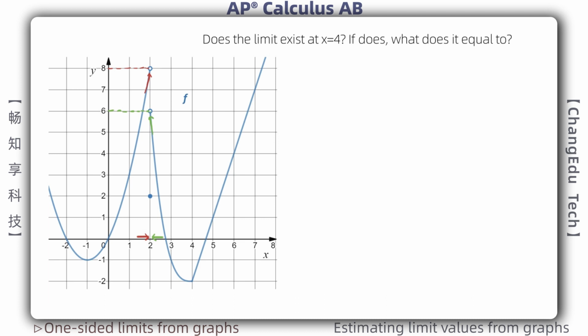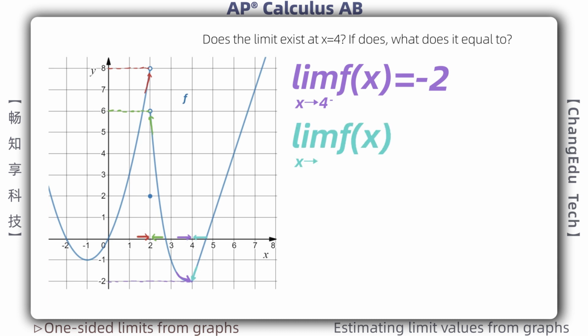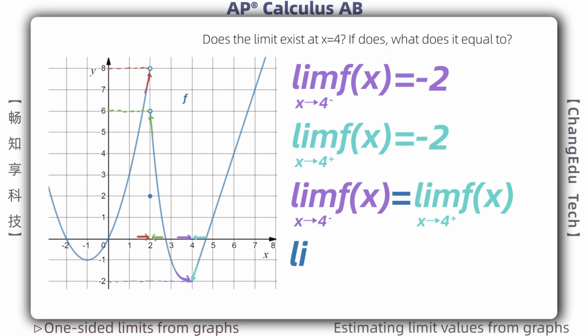Does the limit exist at x equals 4? If it does, what does it equal? Pause the video and see if you can solve this question on your own. Okay, let's do it together. As x approaches 4 from the left-hand side, f of x approaches negative 2. The limit as x approaches 4 from the negative direction is negative 2. And as x approaches 4 from the right-hand side, f of x also approaches negative 2. So the limit as x approaches 4 from the positive direction is negative 2 also. Since the limit from the negative direction is equal to the limit from the positive direction, the limit of f of x as x approaches 4 exists, and it is equal to negative 2.